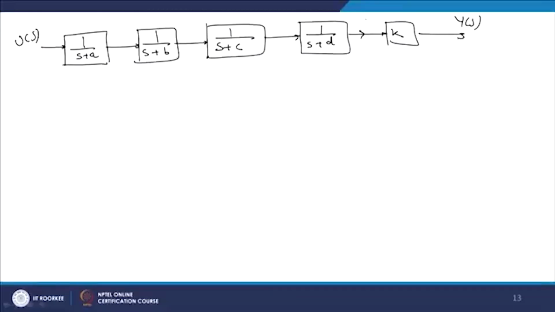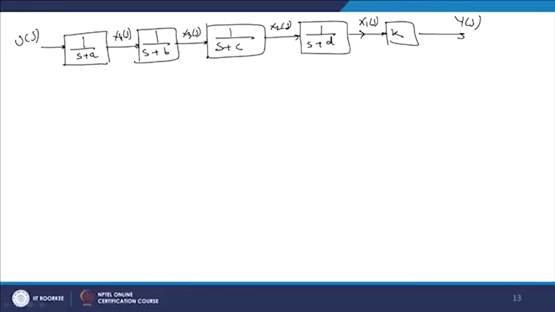Now we have to show the states. Normally we start with x1, x2, x3, x4 like this. So here we show a state as x1 of s. Now the integrator output is x1 dot of s, so we can write this as x2 of s. Then here we write x3 of s, and here x4 of s. So we have written x1(s), x2(s), x3(s) and x4(s).